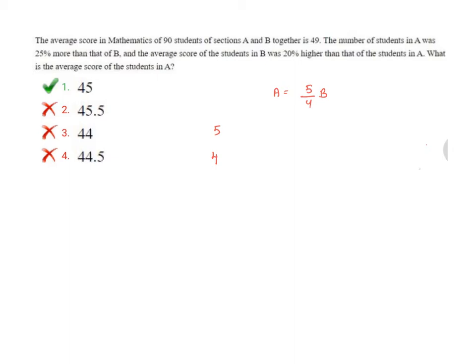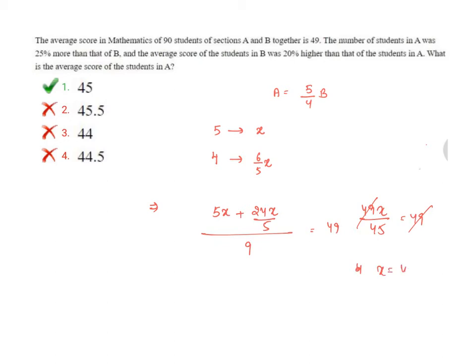The average score of students in B was 20% higher than A. 20% higher means if it is X, 20% higher is 6 by 5th of X. Then what is the average score of the students in A? Do M1 A1, N1 A1 is 5x. Then after 24 by 5, put together it is 9 equals 49. So, 25 plus 24, that is 49x by 45 is equal to 49. Therefore, 49 cancels, x is equal to 45. So, that is all it is.